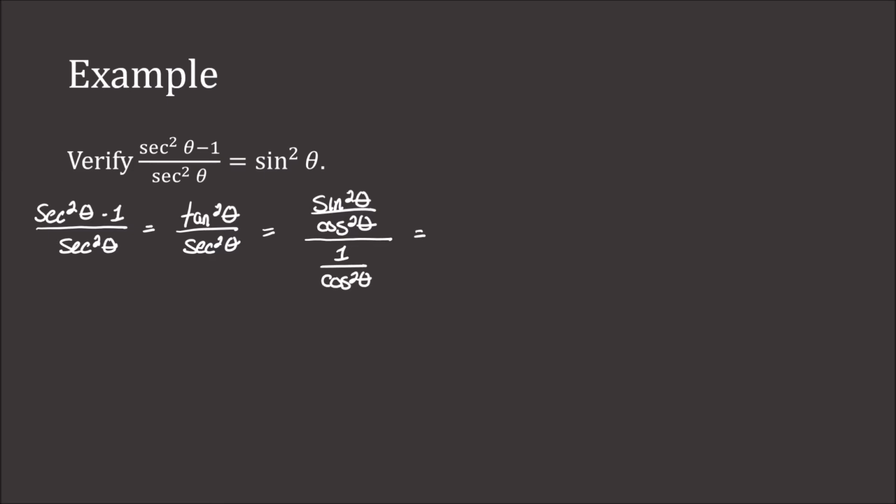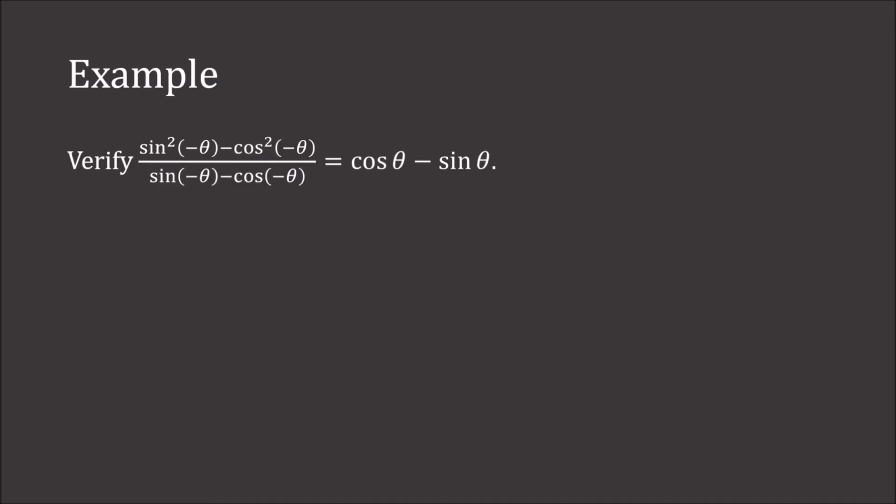Remembering that when you're dividing two fractions, we multiply the numerator, the top fraction, by the reciprocal of the bottom fraction. Now again, we have cosine squared theta over cosine squared theta equal to 1, and we're left with sine squared of theta. This is what we wanted to verify, and so the verification process is complete.